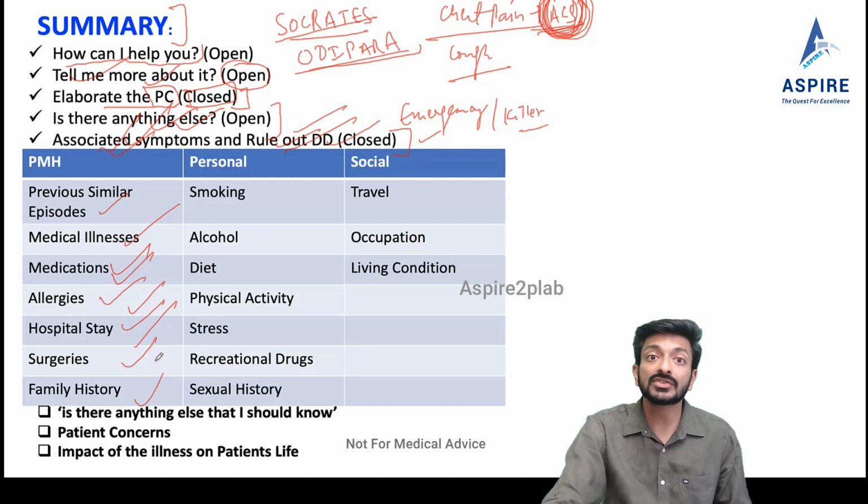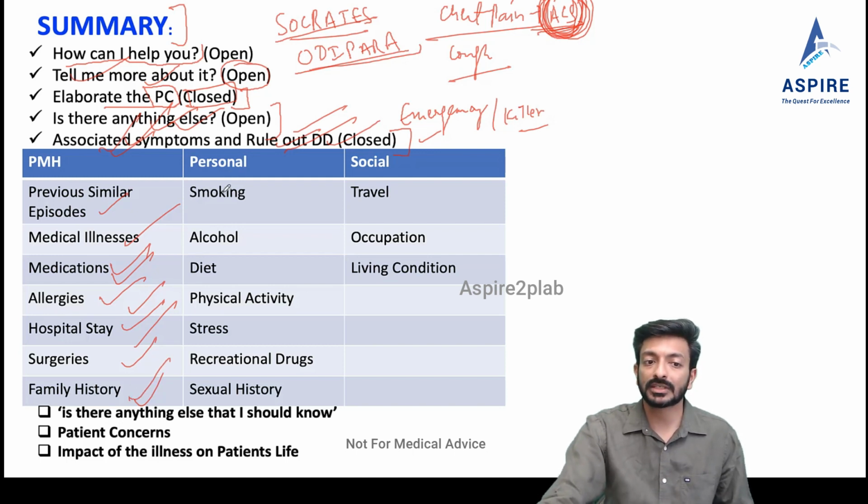Family history. Family history is very, very important. Ask about family history. Is anyone in the family having the same complaint? For example, you are dealing with a chest pain station and the patient said, yes, my father also had a heart attack. Ask at what age he got the heart attack, because our patient might also get a heart attack at the same age. So we have to be very, very, very careful, right?